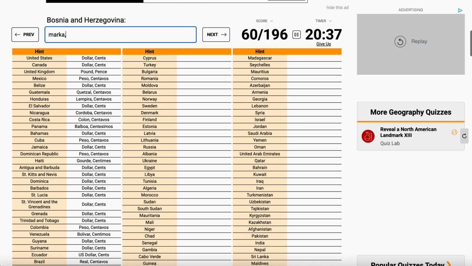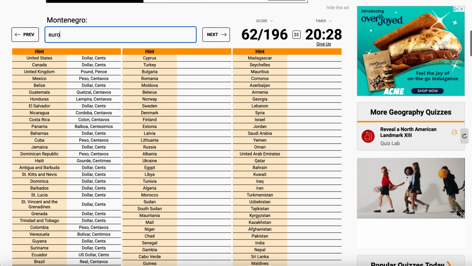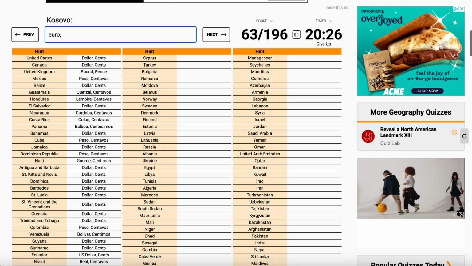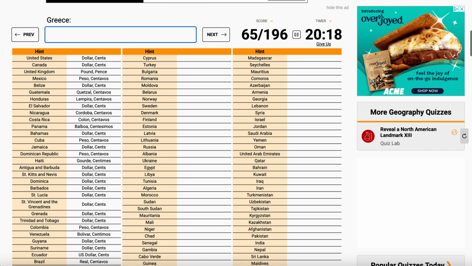Bosnia-Herzegovina uses the marka and it's divided into pfennig. Serbia uses the dinar divided into para. Montenegro, euro cents. Kosovo, euro cents. North Macedonia uses the dinar and it's divided into the deni. Pretty simple dividing unit here. Greece, euro cents. Cyprus, euro cents. Turkey uses the lira and it's divided into kuruş.